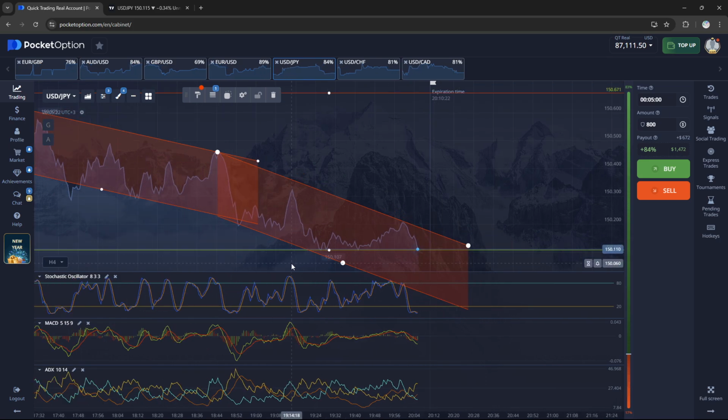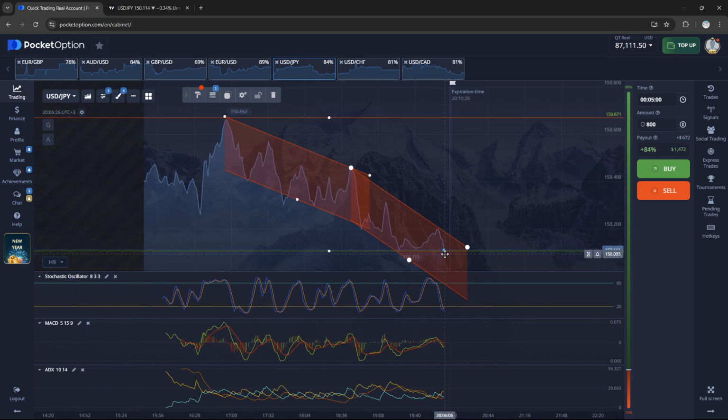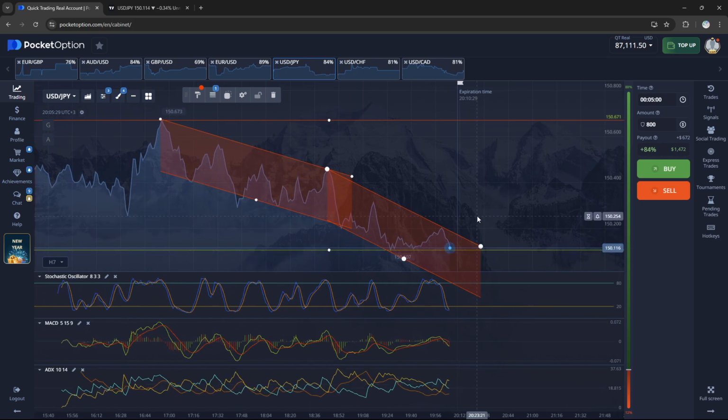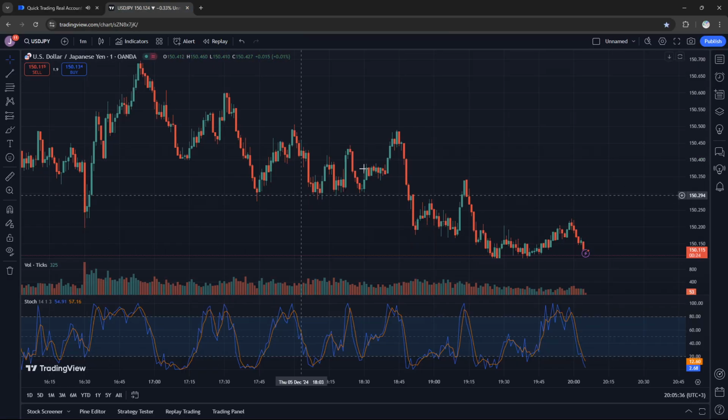The MACD adds to the bearish outlook. The histogram is shrinking, and the signal lines are on the verge of crossing downward. This tells me that the bullish push we saw earlier is losing steam, which usually signals an upcoming reversal.